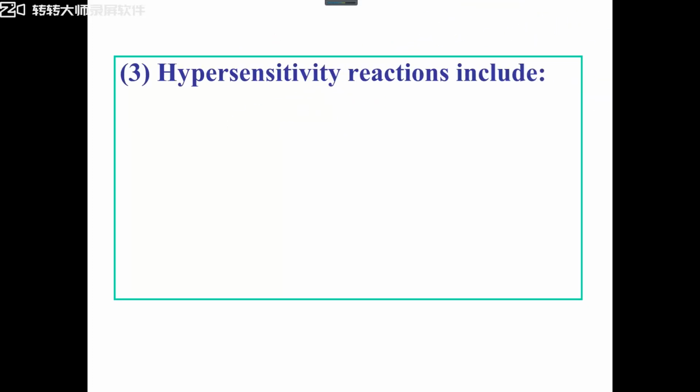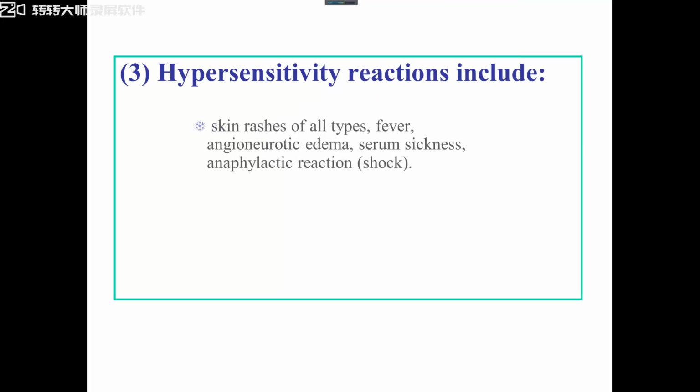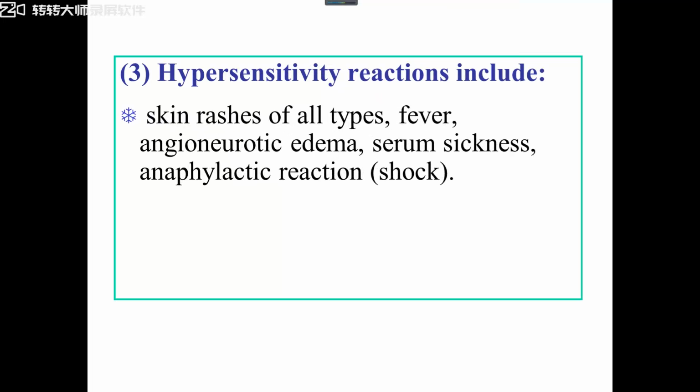So how to treat? Hypersensitivity reactions include, do you remember? I have explained the adverse reactions for you. Mild reactions are skin rashes, urticaria, and fever. Moderate allergic reactions include angioneurotic edema, acute circumscribed edema, and serum sickness. The worst sequela is the anaphylactic allergic shock. So mild, moderate, and serious allergic reactions.